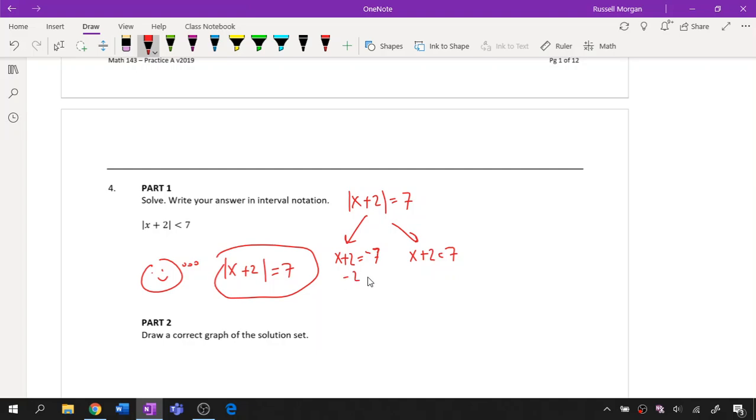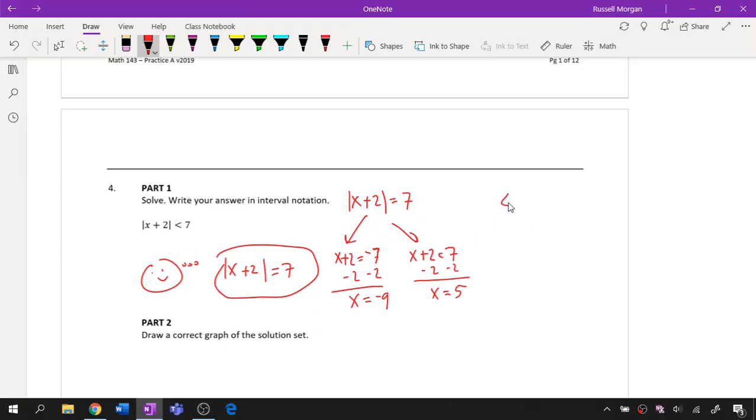But I'm going to subtract 2 from both sides and we get negative 9 could have made it equal 7. And of course, here this would be positive 5. And so these are the two possibilities that would make it equal 7, but that's actually not what we want. We want to know when it's less than 7, not even equal to 7.